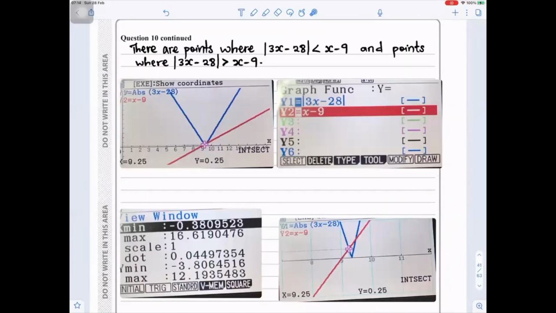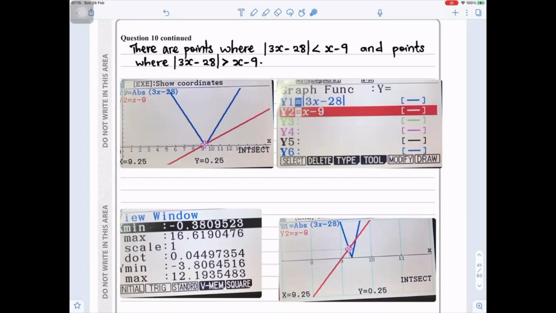And you can also do it on a graph if you are using the graphics calculator. So there are points where 3x minus 28 is less than x minus 9, and points where 3x minus 28 is greater than x minus 9. So 3x minus 28, the absolute value, is the one in blue, and x minus 9 is the one in red. So that's 3x minus 28, and that's x minus 9. So there will be points where the blue graph will be below the red one, and points where it will be above. So that's the view window, your settings, so that you can see it clearly.